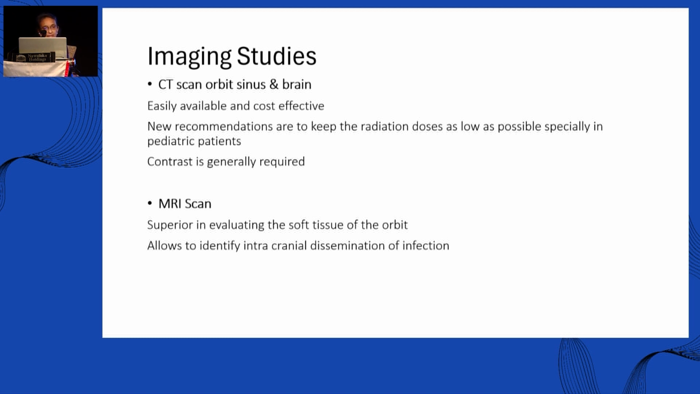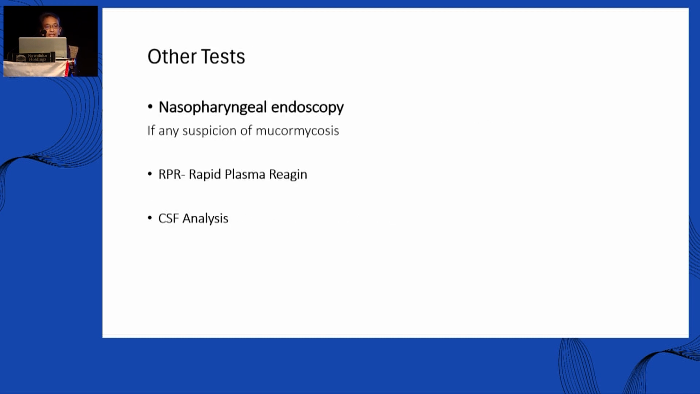The MRI scan and the CT scan will give you an indication about the involvement, whether there is a collection of pus, and whether there is optic nerve compression. All that will be given by the imaging, and we can plan for the rest of the management. In addition, we might need nasopharyngeal endoscopy, especially in cases like fungal endophthalmitis and fungal cellulitis.